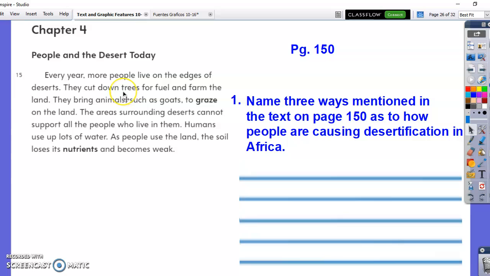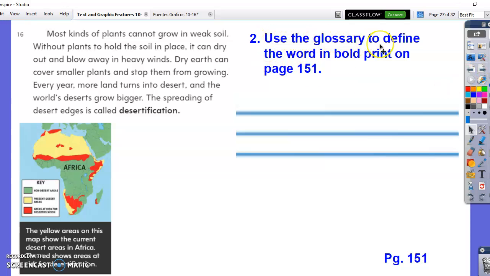These are the questions that the students are actually going to answer on the Google form. Number 1, name 3 ways mentioned in the text on page 150 as to how people are causing desertification in Africa. And there's at least 3. Probably 4 ways that they're doing it right here. Number 2, use the glossary to define the word in bold print on page 151. Find the word in bold print and then use the glossary that's in the text.